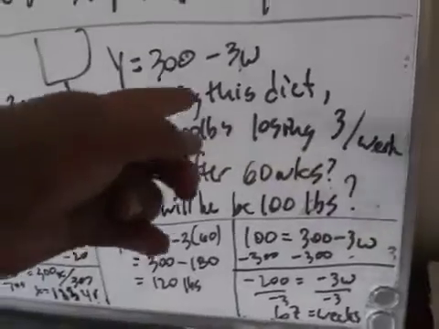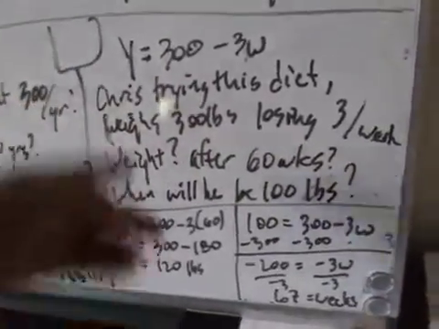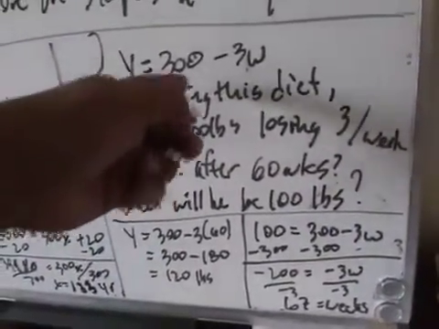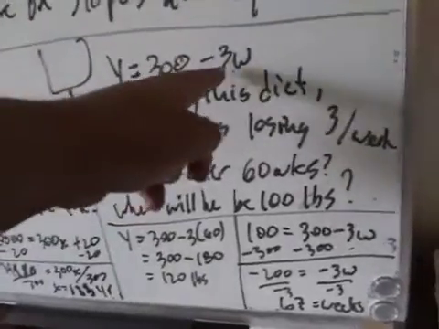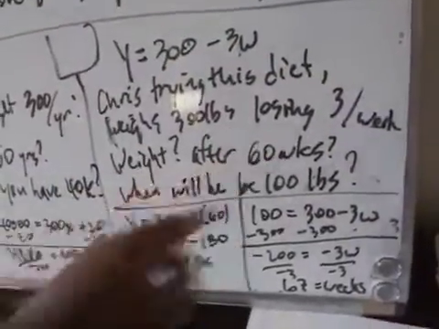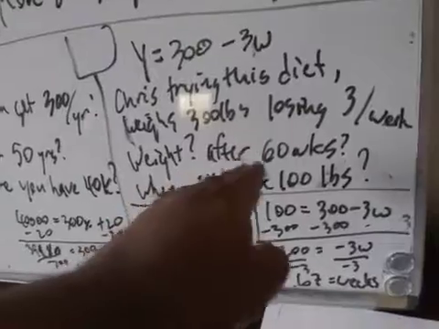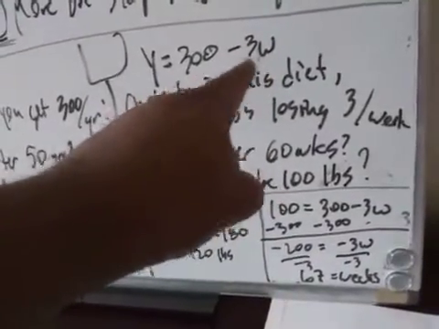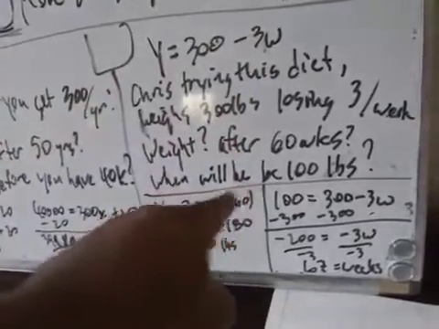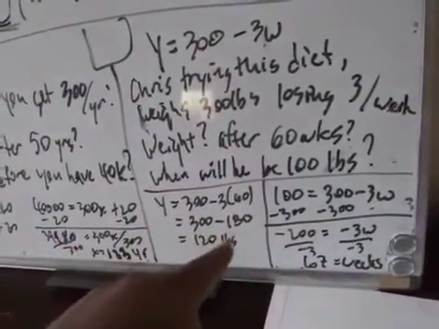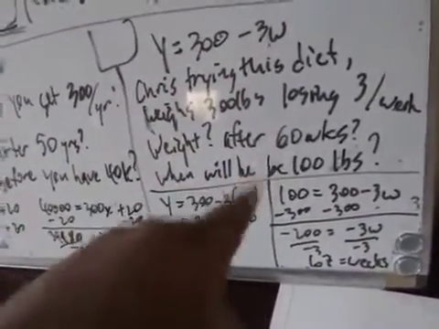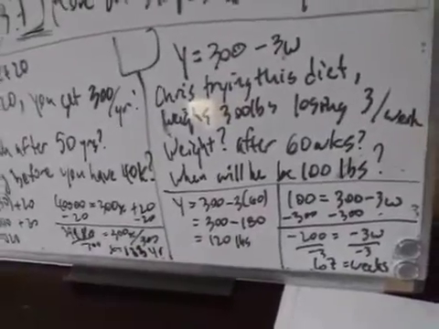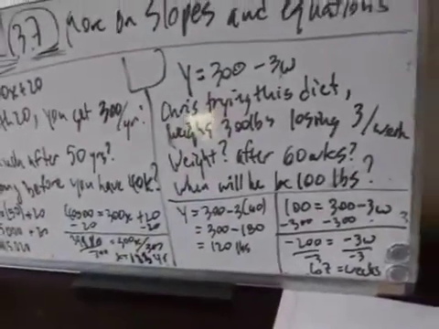Suppose Chris is trying to lose weight. He's trying his new diet out. He starts off weighing 300. That's his starting point. But then he's losing 3 pounds a week, right? So what is his weight after 60 weeks? So that means you throw 60 in here, right? 3 times 60 is 180. So it'll be 300 minus 180, right? Which is 120 pounds. So after 60 weeks, he's going to weigh 120 pounds, if he keeps this up like this.